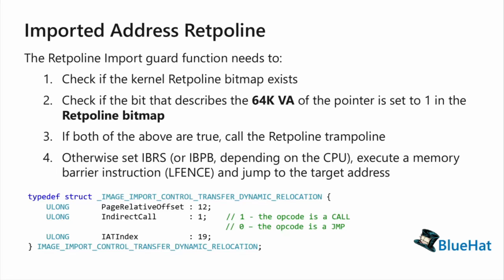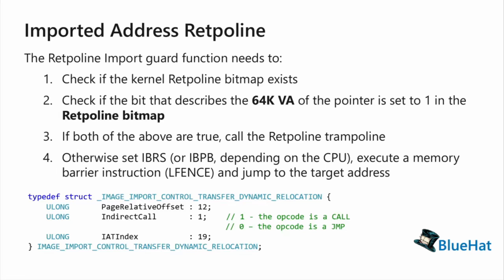Otherwise, if one of the two conditions is not true, we set the IBRS or IBPB depending on the CPU architecture. We execute a speculation barrier instruction, and then we jump to the target address. In that way, we are sure that an attacker cannot speculate on this, because even though the target address is not Retpoline compatible, we run with IBRS set to 1.